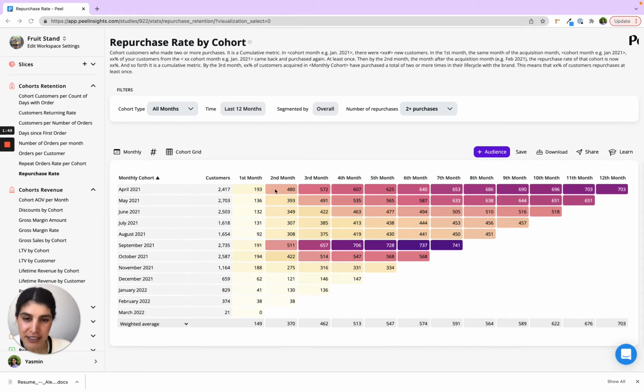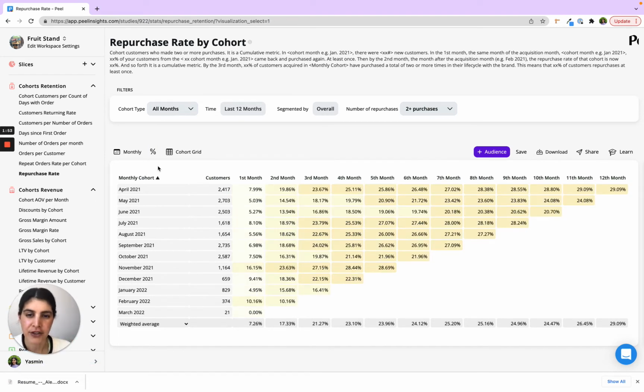And it's cumulative. So what you can say, and the summary sentence, is that by the second month, 19.86% of the customers that we acquired in April came back and purchased again. And then within the third month, 23% of those customers have come back, because it's including the customers that already came back in the first and second month. This is really helpful to get a read on how many of the customers we're acquiring are coming back and buying again.